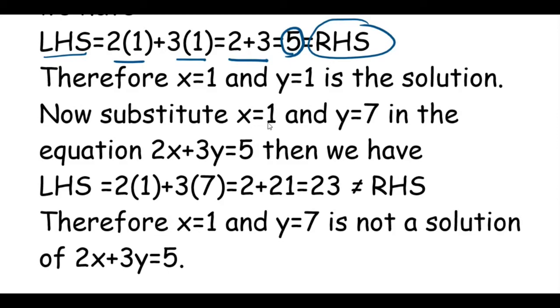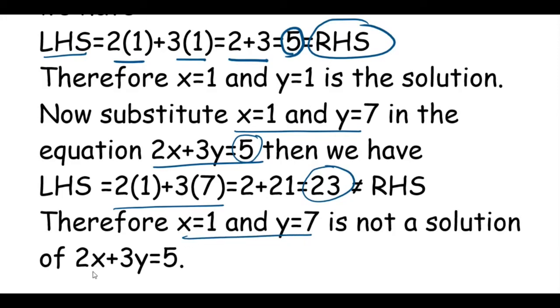Now let us substitute x equals 1 and y equals 7 in the equation 2x plus 3y equals 5. Then we have left hand side equals 2 times 1 plus 3 times 7, which gives us 2 plus 21, which equals 23. Note that the right hand side of the equation is 5, which is not equal to 23. Hence, we can say that x equals 1 and y equals 7 is not a solution of the equation 2x plus 3y equals 5.